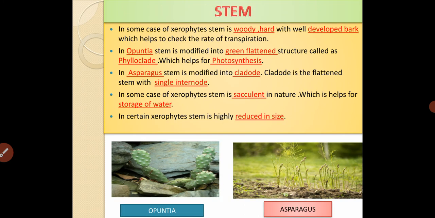Stem. In some cases of xerophyte, the stem is woody, hard, with well developed bark which helps to check the rate of transpiration. In case of Opuntia, the stem is modified into a green flattened structure called the phylloclade which helps for photosynthesis. As seen in case of asparagus, the stem is modified into a flattened structure with single internode called the cladode. In some cases of xerophyte, the stem is succulent in nature which helps for storage of water in it. In certain xerophytes, the stem is highly reduced in size.